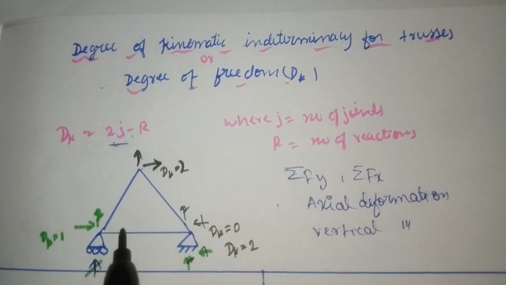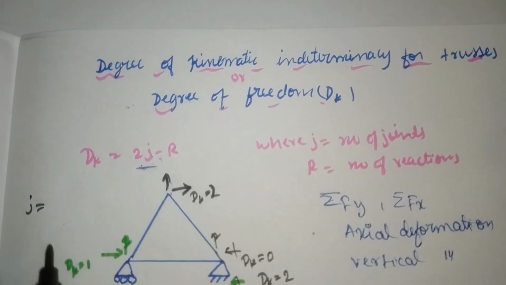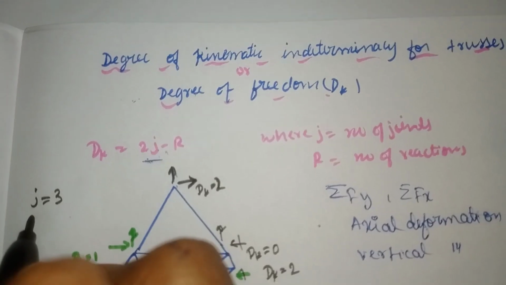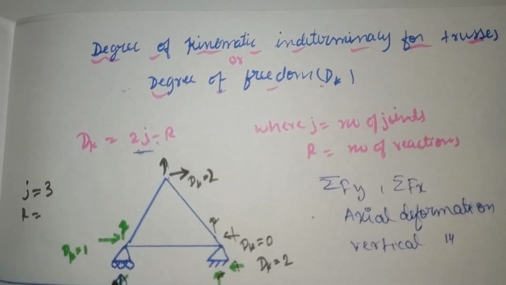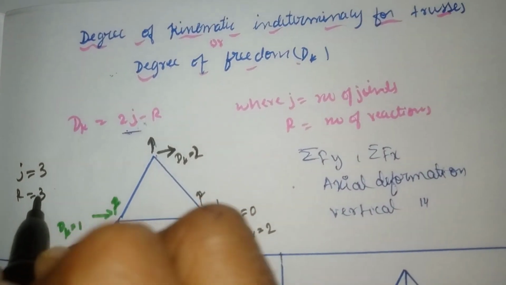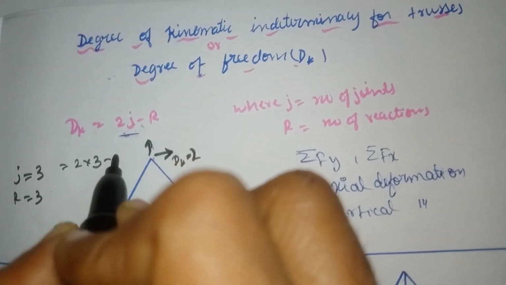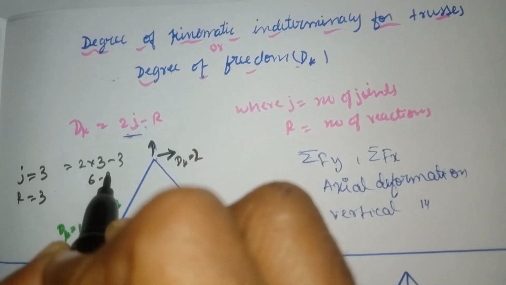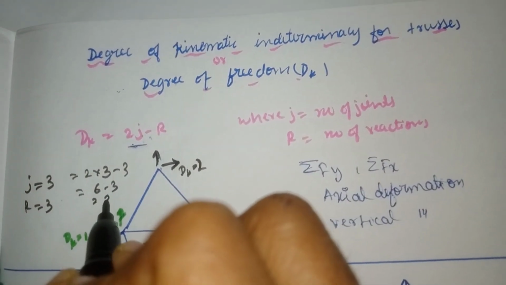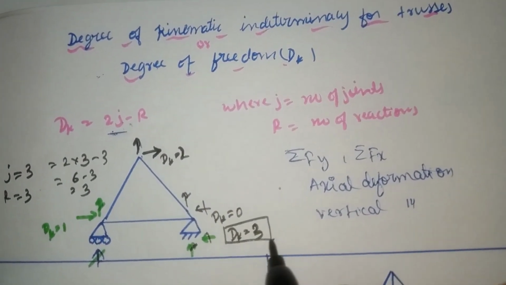Now if you calculate by using this formula, we'll see the answer. How many joints? 1, 2, 3. The number of joints is 3. How many unknowns? The number of unknowns is nothing but the reactions. Here 1, here 2. Total 3. So substitute in this formula: 2 into j, where j is 3, minus r, where r is 3. 2 into 3 is 6, 6 minus 3 is 3. So here also 1 plus 2 is 3, not 2. dk will come out as 3, not 2.